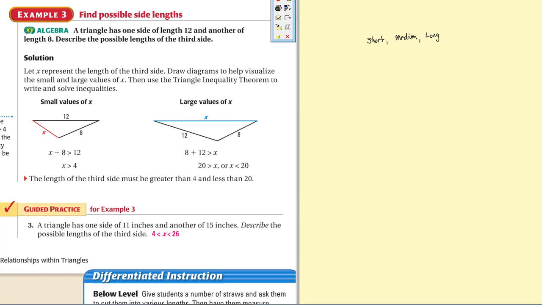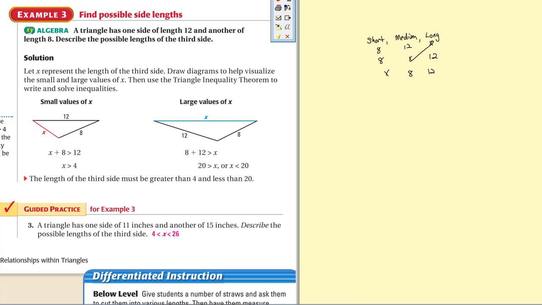We could have the 8 here as the short side, and the 12 is a medium, whereas the long is really big. Then we could have the 8 as the short, 12 is long, and somewhere in between would be the medium. Or we could have the 8 here and the 12 here and have something really short for the short side. So there's a range of possible numbers for the side length. And then how can we find that range?